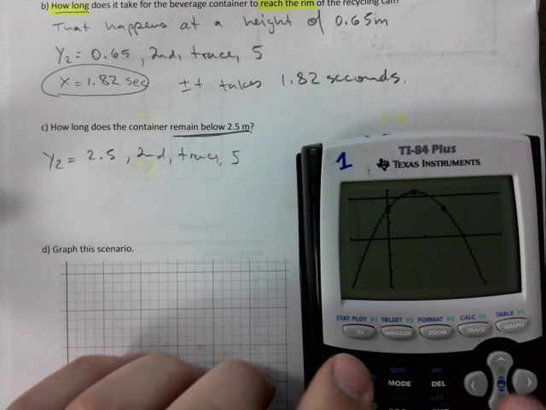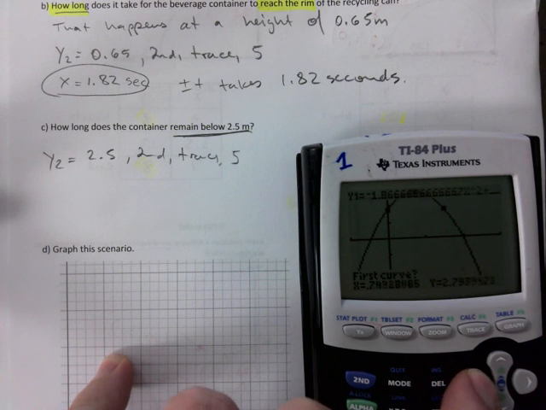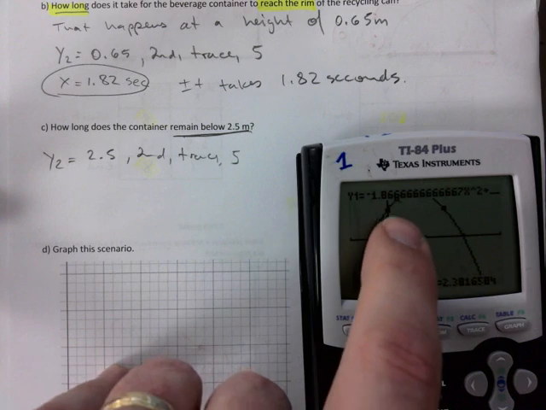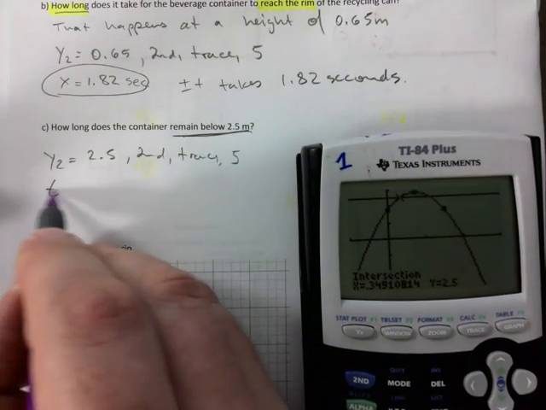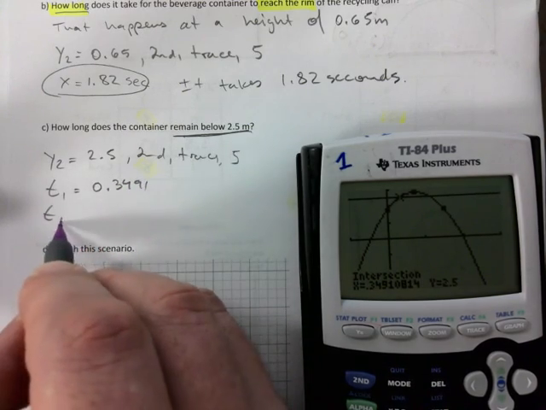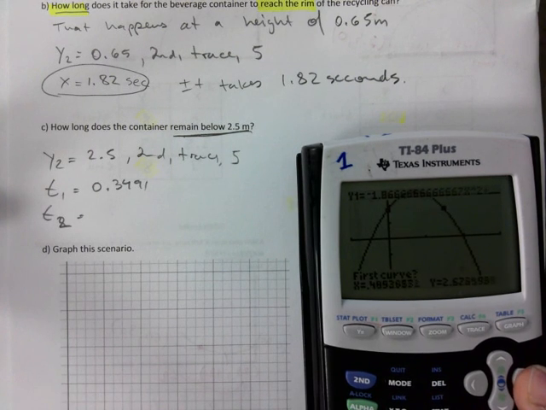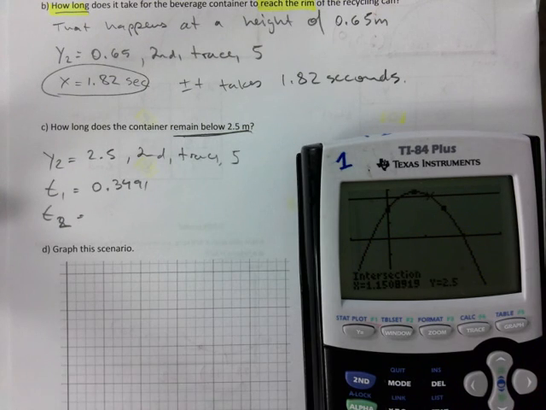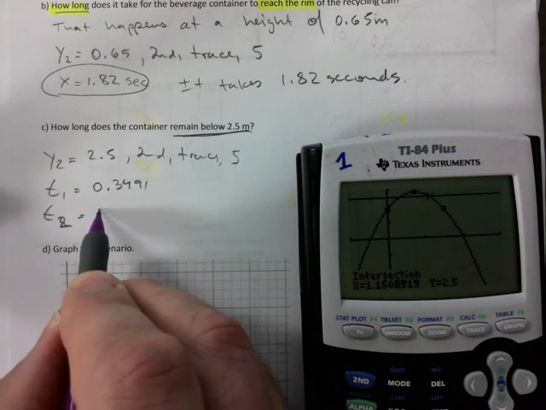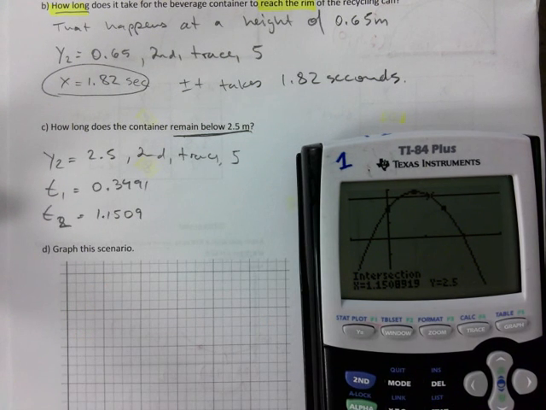So we do it just like before. Second trace 5. Find the first one. I'm going to go a bit to the left. I can see my cursor there. I don't know if you see it. It's right there. I'm going to find that first one. Time 1 is 0.3491. Time 2. This is going right back to word problems before, right? Once you have an equation, anything goes. 1.1509. Okay, so I'm rounding them both to 4 decimals.